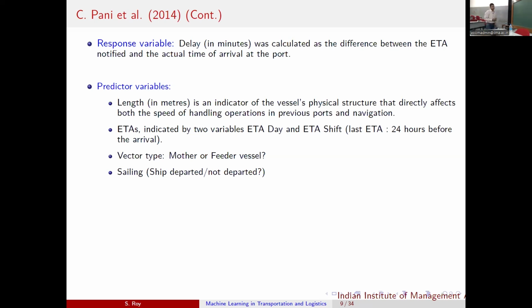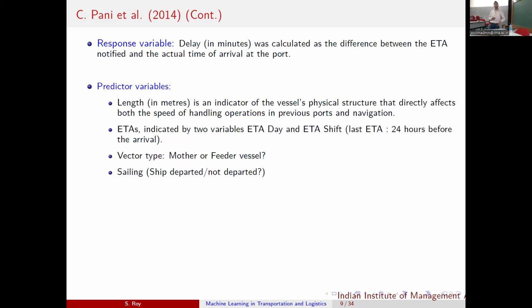This is the response variable they want to predict. And what are the predictors they used? Again, that was their decision. They used these predictors. Length in meters of the vessel, which has some connection with the time taken for operations in the previous port, and also has something to do with the navigation time. So length is an important predictor. Then ETA day, which day of the week the ship is supposed to arrive, and ETA shift, which time of the day the ship is supposed to arrive. Then vessel type: we can have 2 types, mother vessel or feeder vessel. And then sailing status, whether the ship already departed the previous port or not. If it has already departed, sailing status is 1, otherwise it is 0.